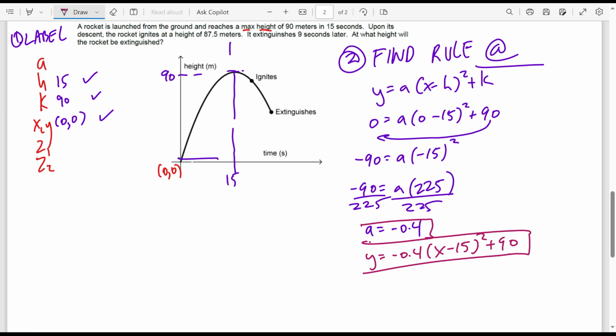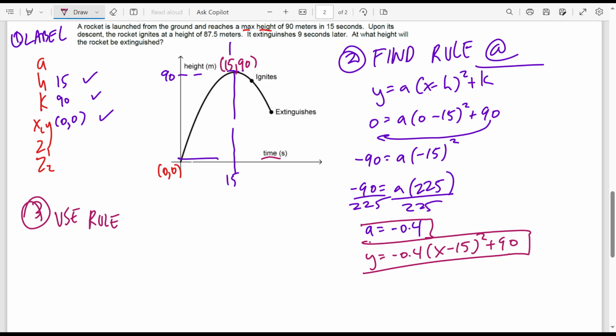So now what we're going to do is actually use that rule. So step 3 is always use rule. Now let's break down what the question's actually asking us here. It says that there's a rocket that launched, reached a max height of 90 meters in 15 seconds. So that's why those two things were paired together as 15 and 90, by the way, because it tells you it reached that max height at a specific time. And it's telling you here that time is X and height is Y. Time is always going to be your independent variable.